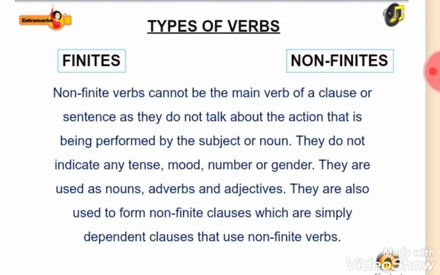Non-finite verbs cannot be the main verb of a clause or sentence, as they do not talk about the action that is being performed by the subject or noun. They do not indicate any tense, mood, number, or gender. They are used as nouns, adverbs, and adjectives. They are also used to form non-finite clauses, which are simply dependent clauses that use non-finite verbs.